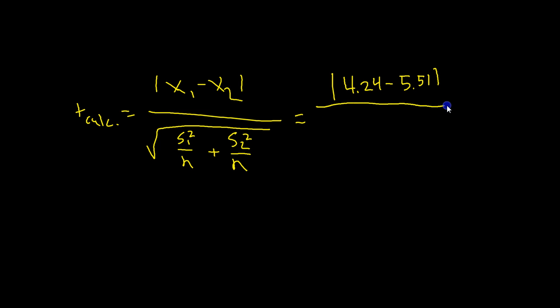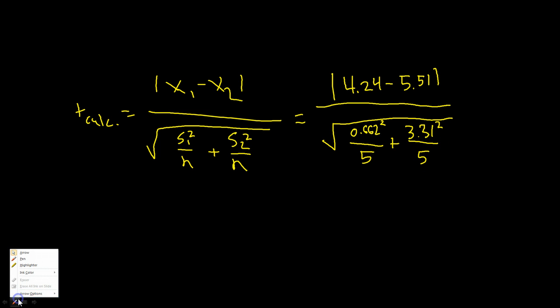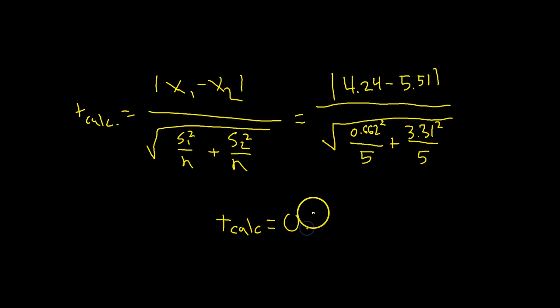And then you divide that by the square root of 0.662, this whole thing squared, divided by the n, which is 5, plus the other one, which was a significantly higher value, 3.31, I believe, squared, divided by 5. All right, sorry about that, little technical difficulties. So calculate this through and you find your t-calc equals, I don't have the number in front of me, but 0.89.